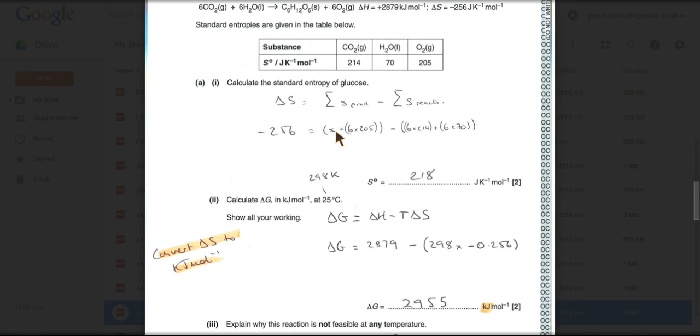So the combination of the entropies of the products would be that with the unknown in, and then separately from that minus the sum of the entropies of the reactants, and you feed those numbers into your calculator, rearrange, and you should get X coming out at 218.